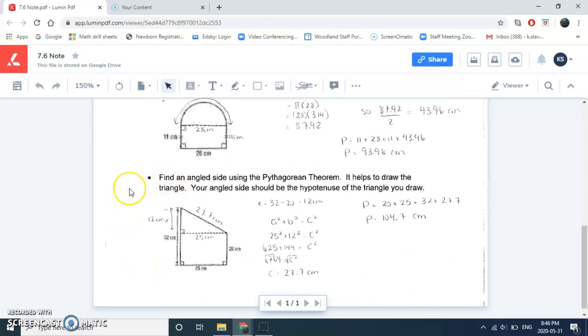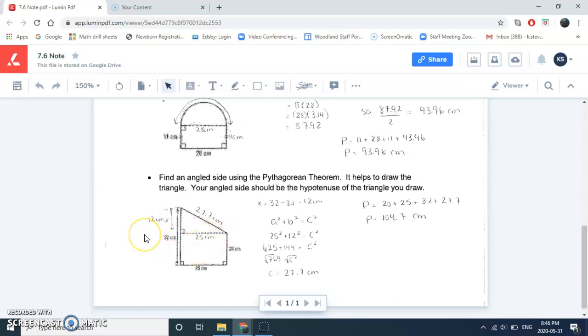Next, if we have to find the angled side using Pythagorean theorem, it helps to draw the triangle. Your angled side should be the hypotenuse of the triangle that you draw. So we see right along here. So what we've done, the drawing part, is we take that end there and we're going to make a straight line right across, and that's going to give us our 25.